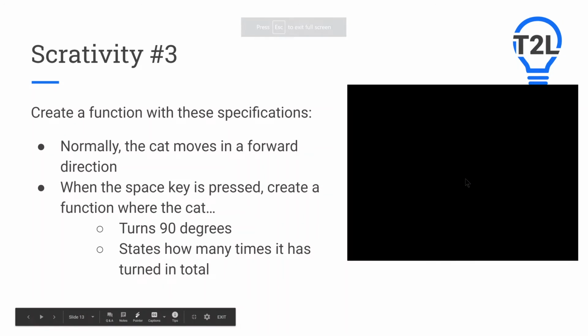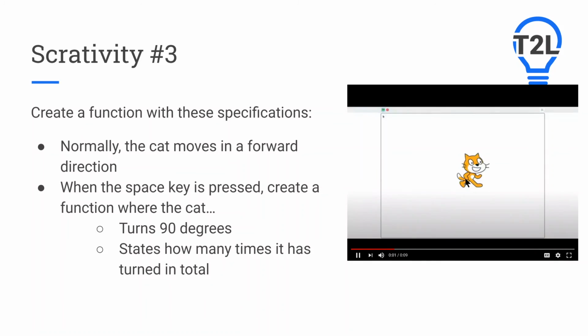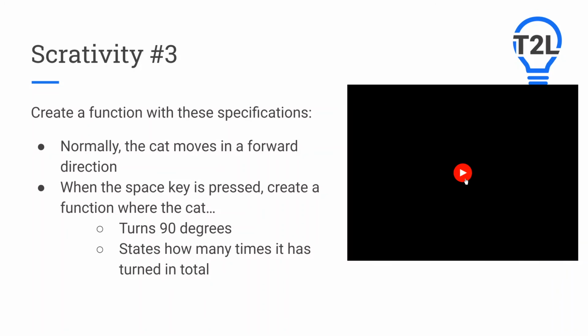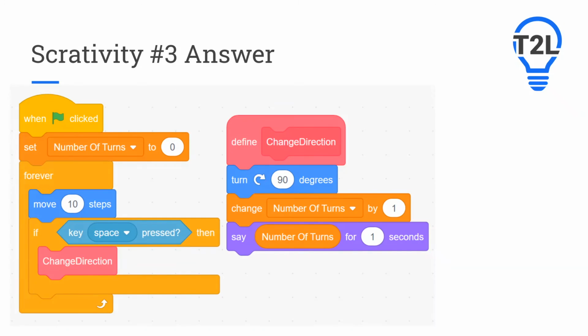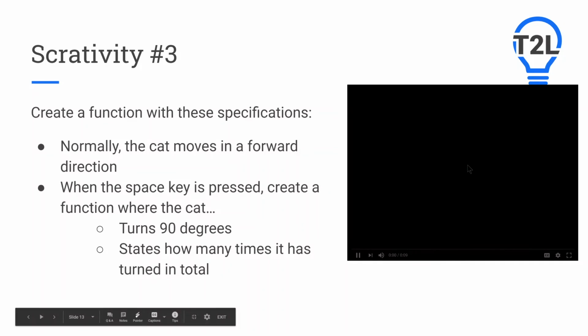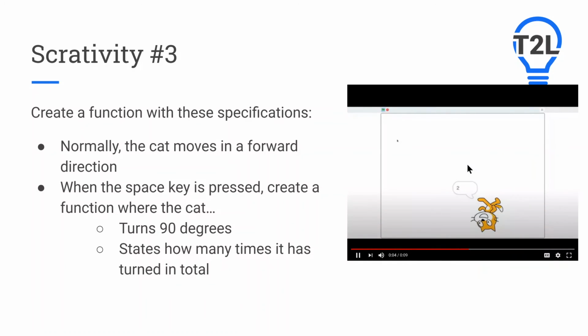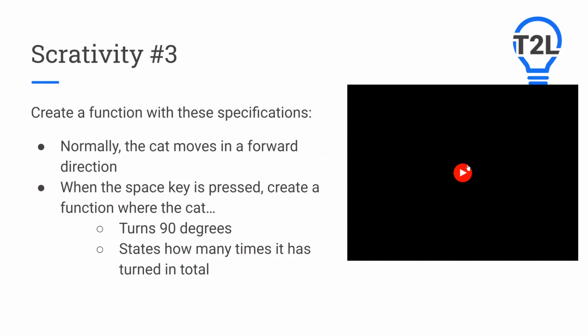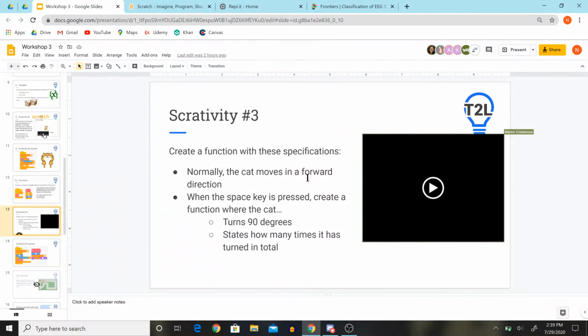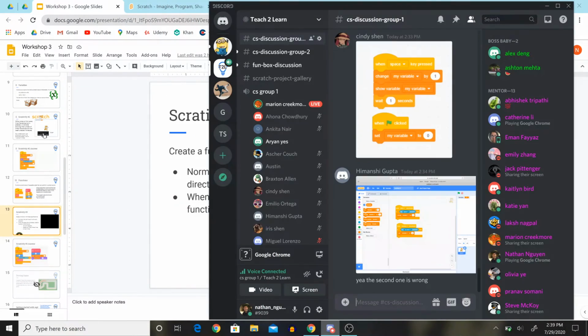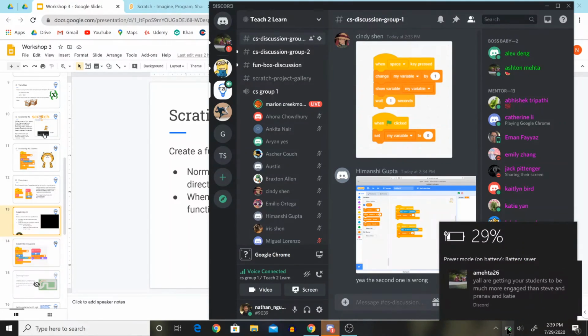So what we wanted you to do: the cat normally moves forward and keeps moving forward, but when the space key is pressed, the cat will turn 90 degrees, and it will also state how many times it has turned in total. It's kind of like in the snake game, every time you press the button, the snake will turn 90 degrees. It's the same with this cat, except the cat will state how many times it has turned in total.